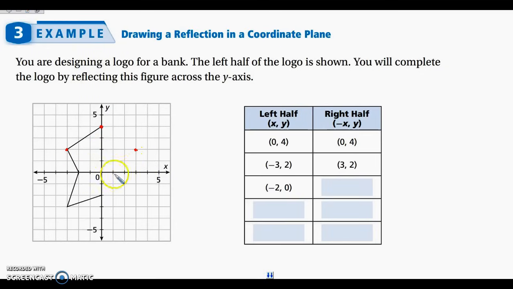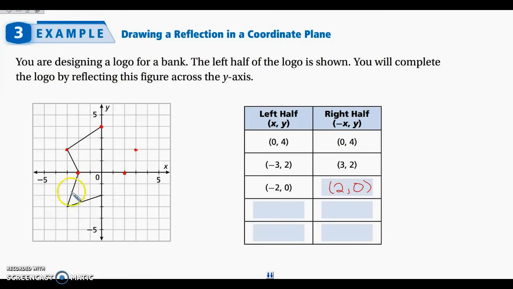Then we look at our next one. We have (-2, 0), which is this one right here. If we just negate our x value, it becomes (2, 0). So again, I'm going the same distance from the y-axis, and I'm going in a perpendicular fashion. This is 2 from the y-axis, and this is going to be 2 from the y-axis. That's going to be true over any line of reflection.